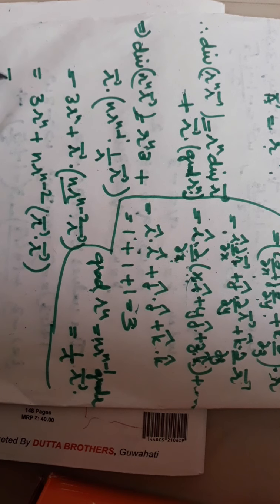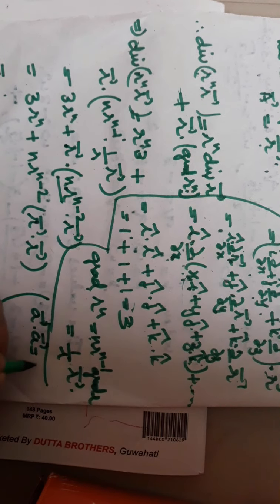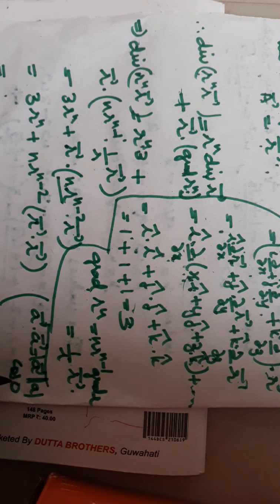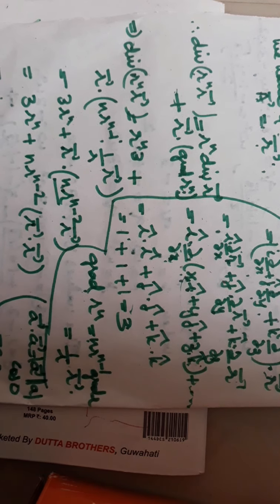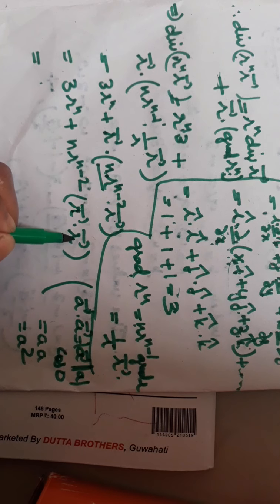So we have here, because a bar dot a bar is equal to magnitude of a into magnitude of a into cos of 0. Cos of 0 is 1, and magnitude of a into a is a square, using the definition of scalar product. So r dot r is equal to r square.